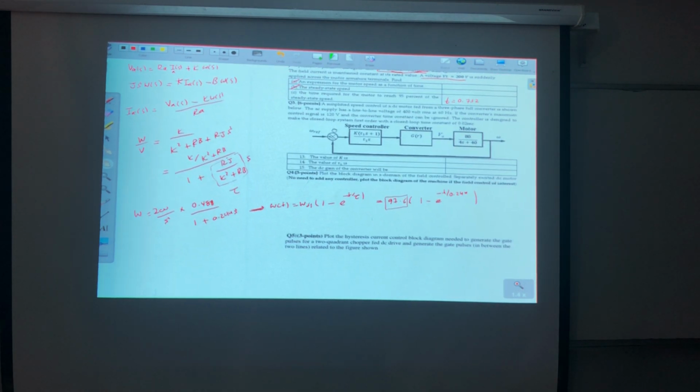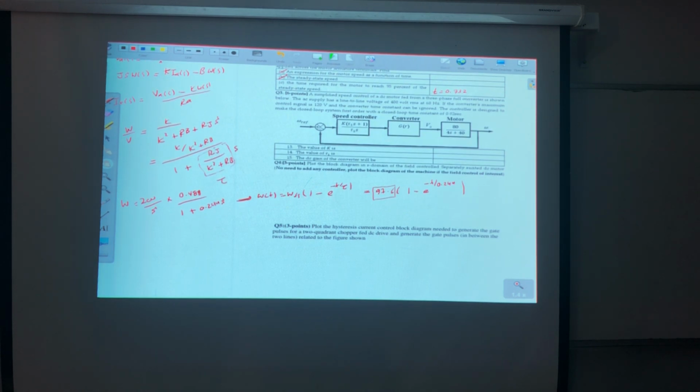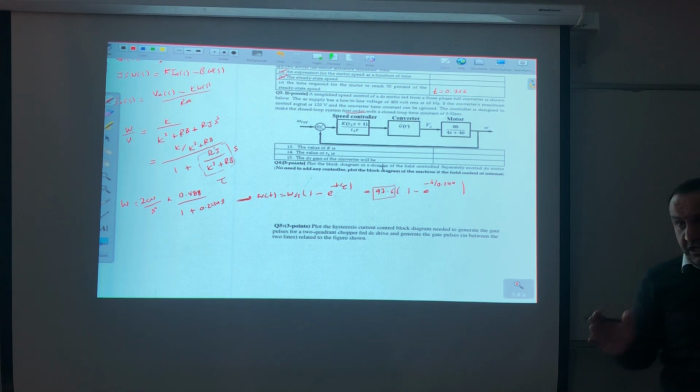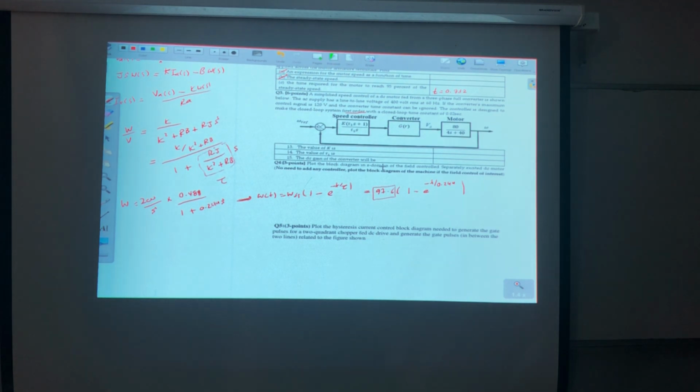The third one, I'm having a simplified drive system given certain parameters, and I need to design a speed controller such that the closed loop is first order. So I must do zero pole cancellation. Why? Because the motor is first order and the controller is first order. So the closed loop must be what? A second order, unless I'm doing zero pole cancellation.